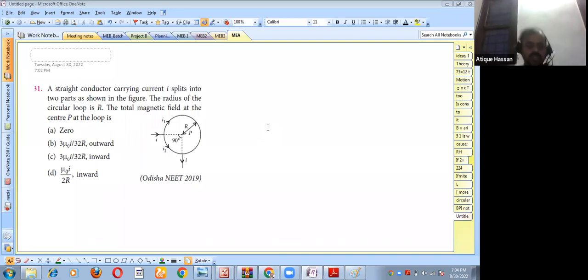It says a straight conductor carrying current I splits into two parts as shown in the figure. The radius of the circular loop is R. The total magnetic field at the center P of the loop is. So we have to find the magnetic field at the center P.